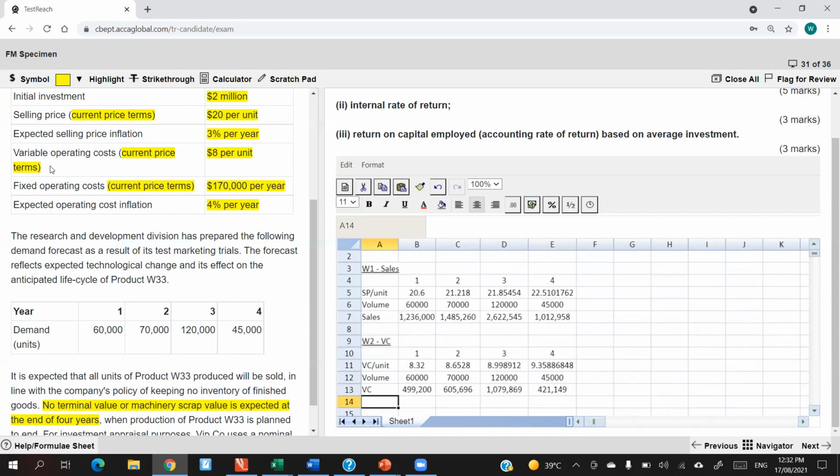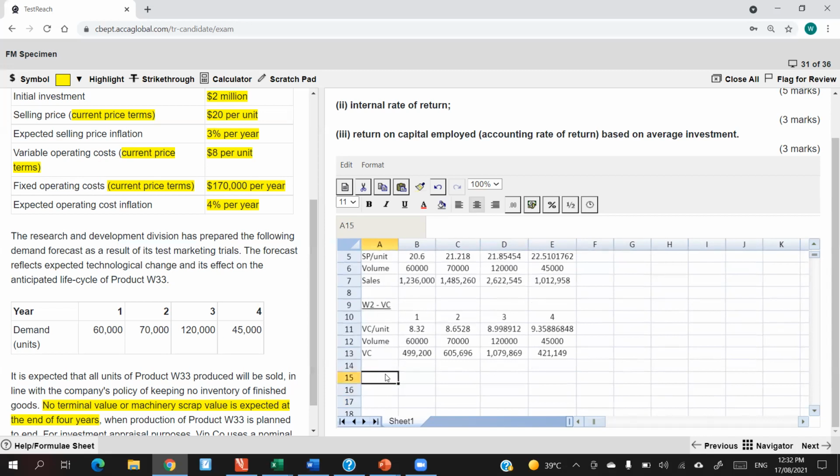The next one is the fixed operating costs, and the fixed operating costs are 170,000 per year, and that's in current price terms as well. So what I will do then is I'll say working 3, my fixed costs. So that's 1, 2, 3, and 4. So total fixed costs, I'm going to use that here.